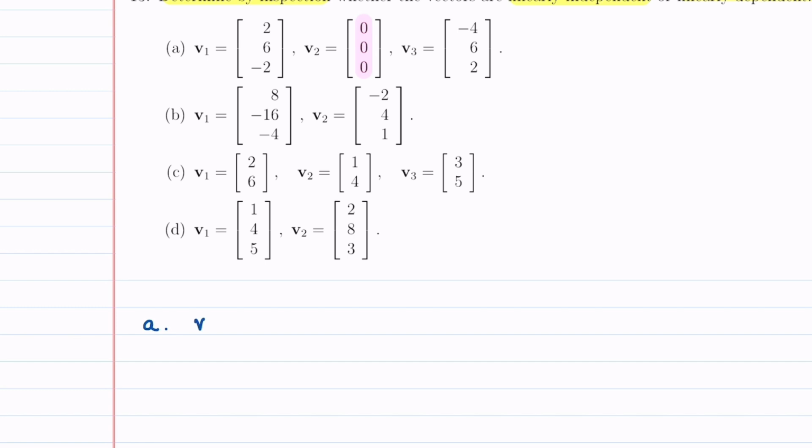So I'm going to write down that v2 is a 0 vector. And whenever we have a set of vectors and one of the vectors is the 0 vector, that set is linearly dependent. So we'll write down linearly dependent.